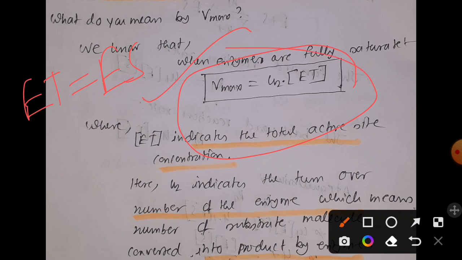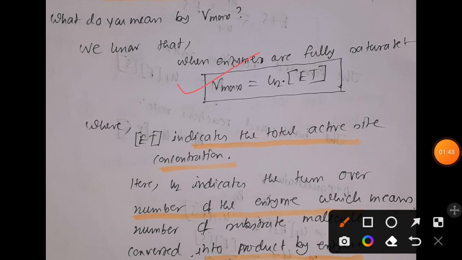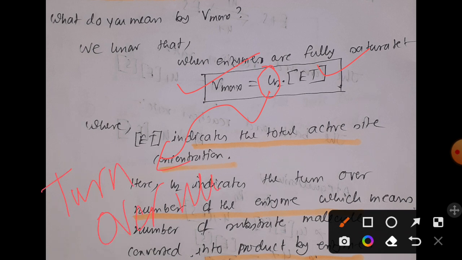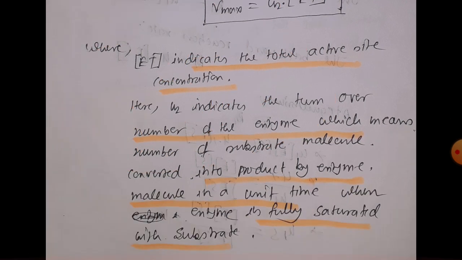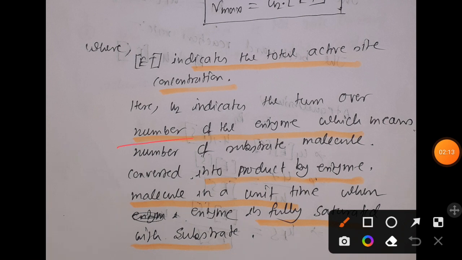So here Vmax is the maximum velocity and ET is the total enzyme concentration. Now this rate constant K2 is known here as the turnover number. You may have heard about the term turnover number in earlier times. So this turnover number is the number of substrate molecules that an enzyme can convert into product in unit time.